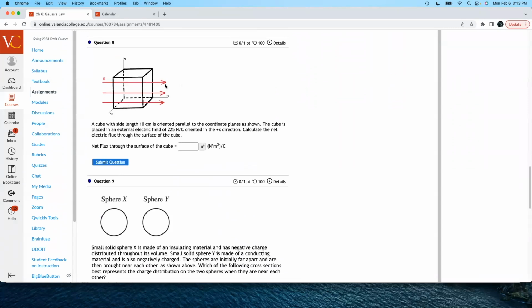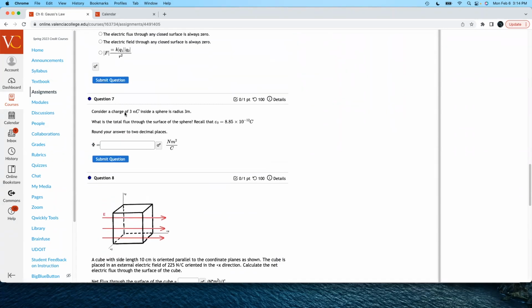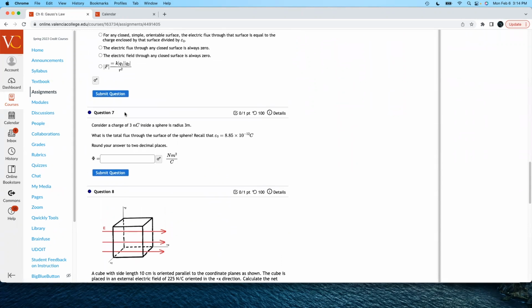This is a different question. Here we want the total flux. And we kind of already answered that one. And same thing. We've got a charge inside something. It doesn't even matter where it lives inside. The total flux through the surface is Q enclosed over epsilon naught. You're done.